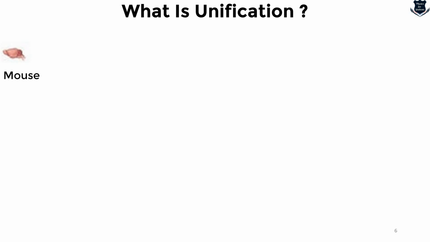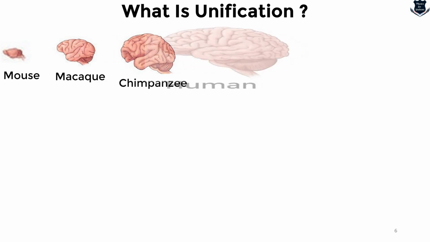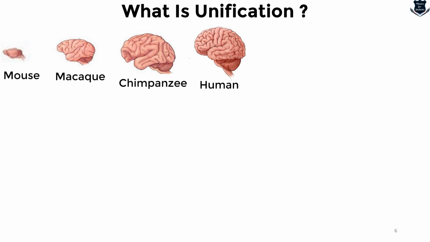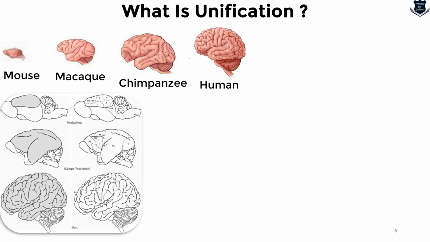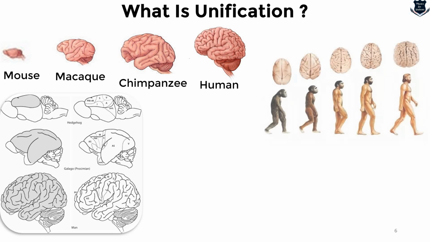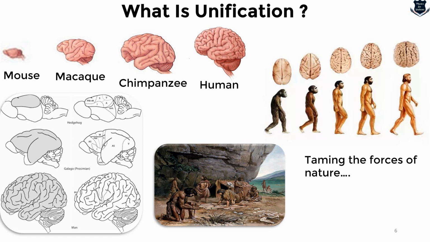As you see, this is an illustration of the brain of a mouse, which is so small. This is a macaque. This is another animal which has a brain. This is a chimpanzee and this is a human. So this illustration tells how human brains evolved, how very minimal animals like the mouse and macaque have such small brains and then they developed into something very complex. We can also see from the human primates how these things evolved and human brains became very complex. So with the evolution of human brain and thought, we also learned how to tame the forces of nature. The forces of nature like wind, storm, lightning, rain, everything we tried to tame.